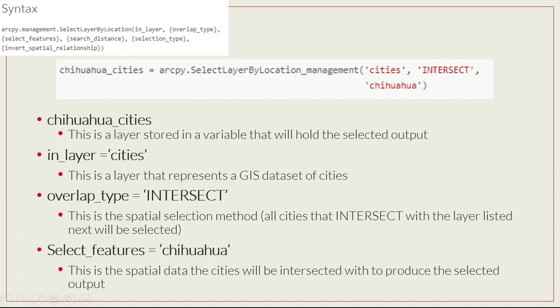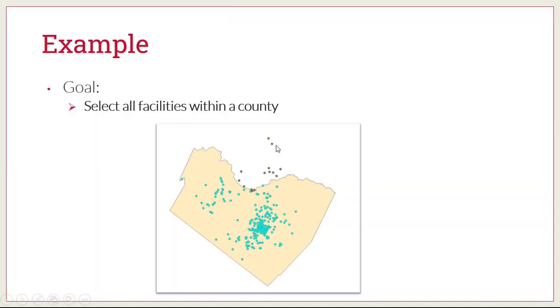So let's walk through each of these. So Chihuahua cities here, that is the variable that's going to store the derived output for cities, the selected set of cities. So it's going to be this layer with only those features selected that intersect Chihuahua. So the in layer is cities, the overlap type is intersect, and the select features is Chihuahua. So that's another example, the difference here being that we're putting the derived output into an actual variable.